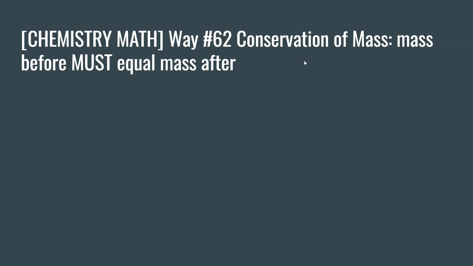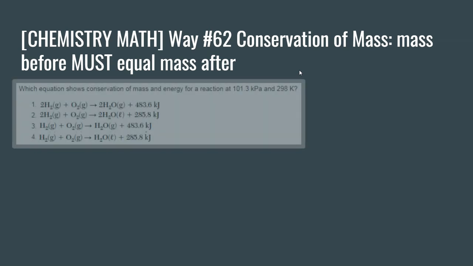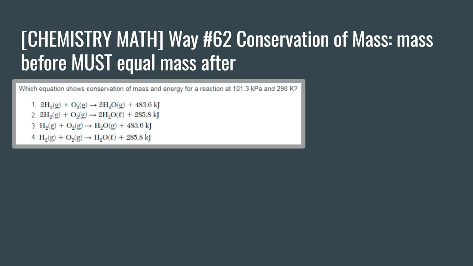If conservation of mass is to be maintained, then the number of each atom present on the left side must equal the number of atoms present on the right side for each type. So let's try some problems that deal with applying this law. Which equation shows conservation of mass and energy for a reaction at 101.3 kilopascals and 298 Kelvin?